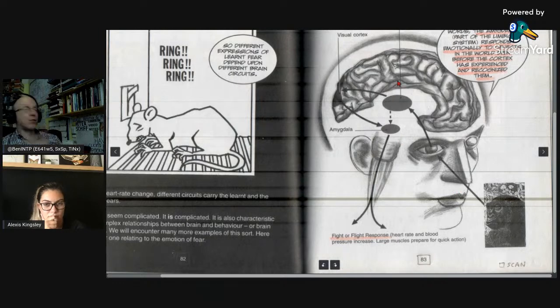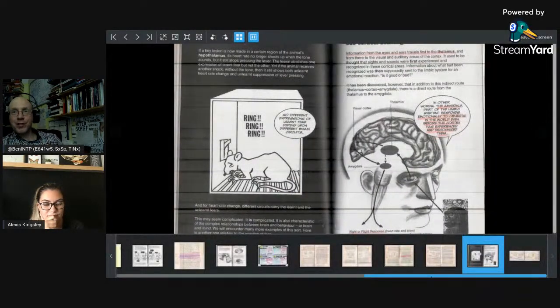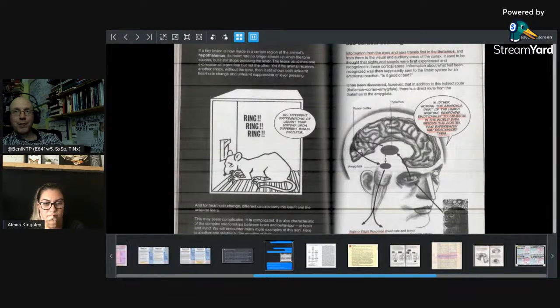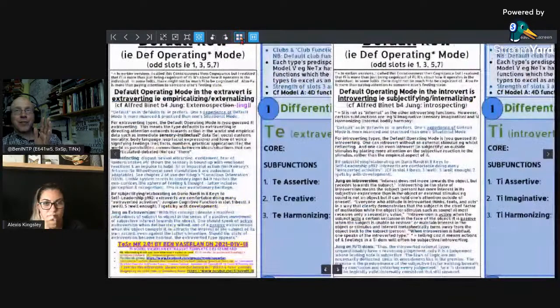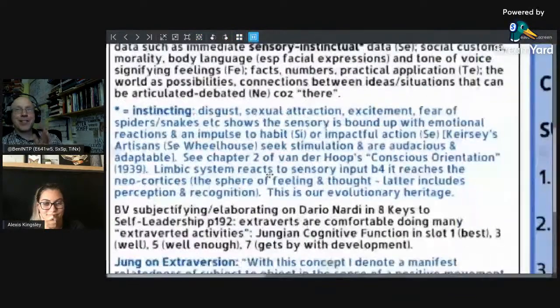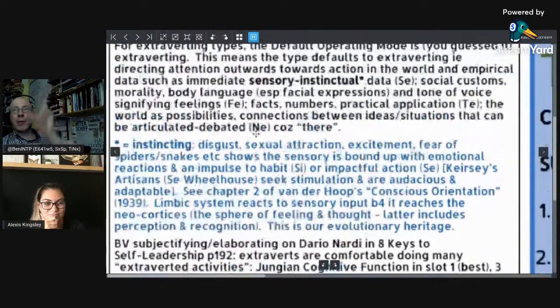And same with fears of spiders and snakes. I have those fears. So that's a bit on instinct. Getting back to extroverting, which was itself a digression, but then I'll get back to it. Wait a minute, there's a bit more.